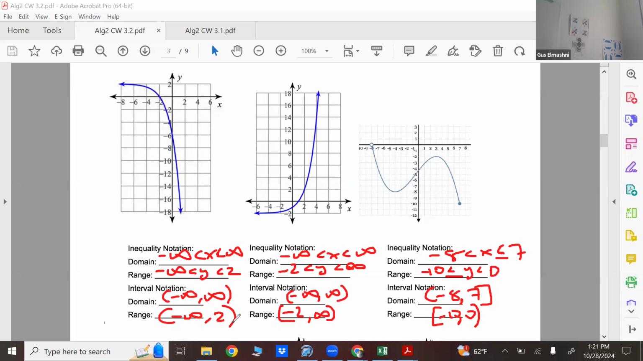Parentheses is not equal. Bracket is equal. So you're not going to equal negative base. You're going to put parentheses around negative base. But you can put a bracket around 10, or in that case 7 for x. Negative 10 for y. Okay, you guys have questions? Or yeah, we were good.